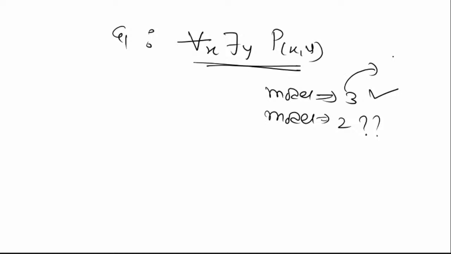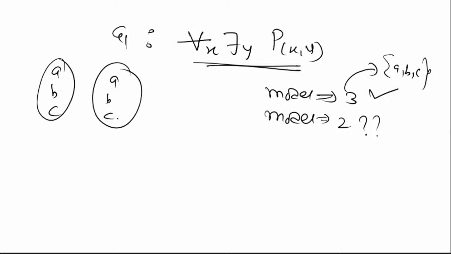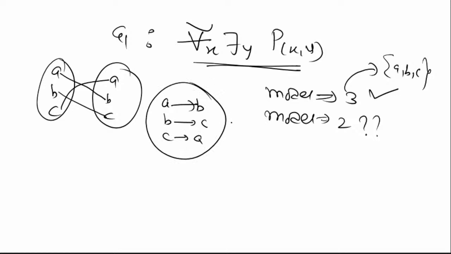So there exists a model of size 3. Let's assume it is a, b, c. He's saying that for everyone there is someone. Let's assume for a you have b, for b you have c, and for c you have a. Consider this situation. You can see that for everyone there is someone. So far, I have used this given information.